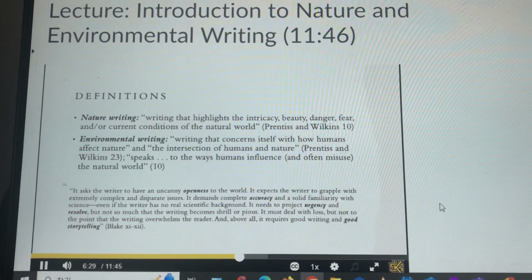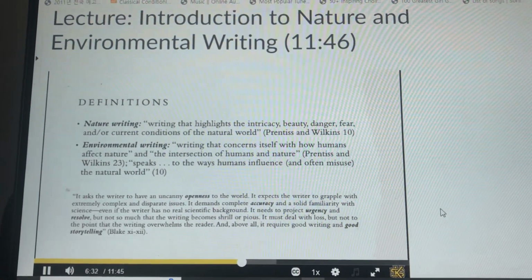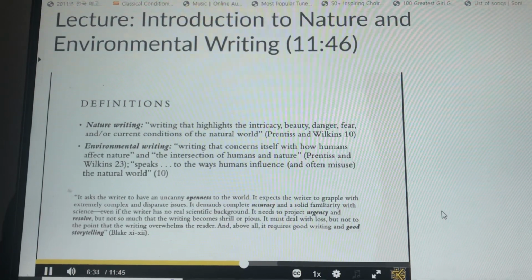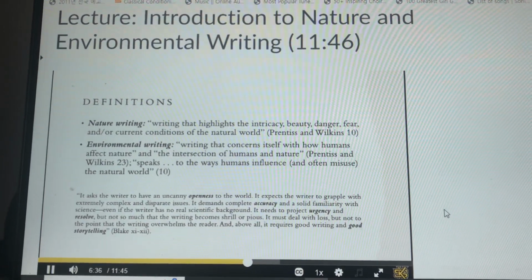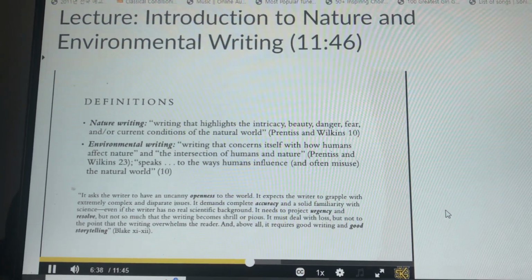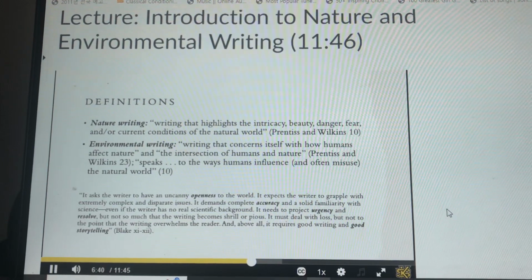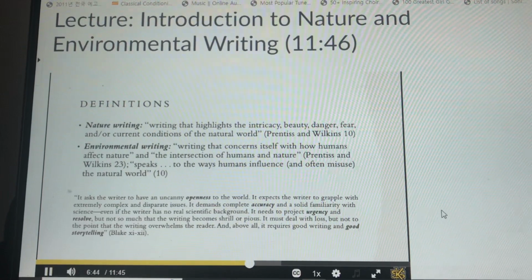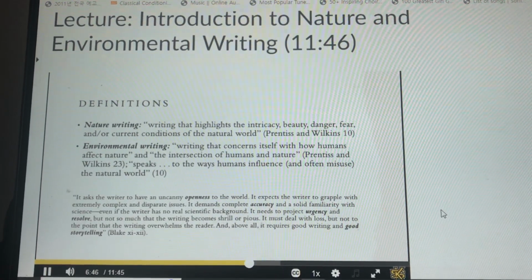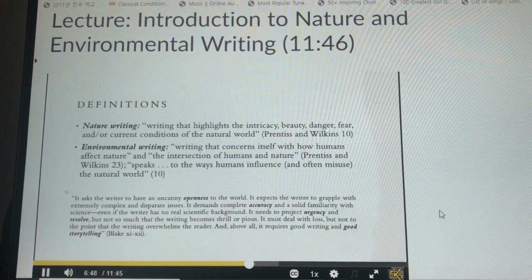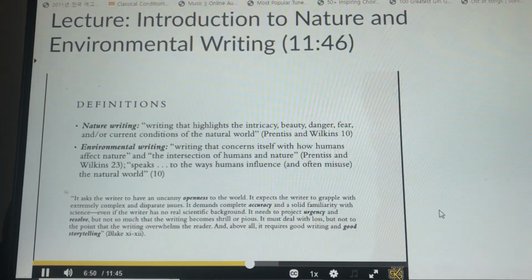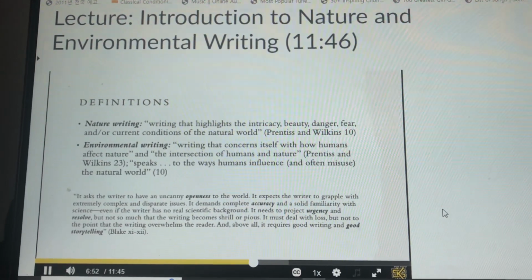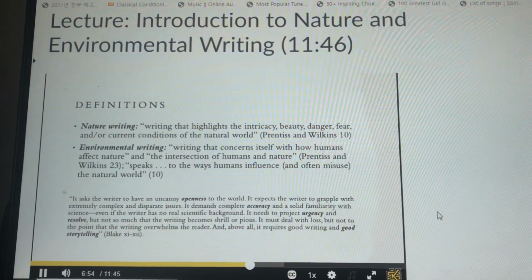It needs to project urgency and resolve, but not so much that the writing becomes shrill or pious. It must deal with loss, but not to the point that the writing overwhelms the reader. And above all, it requires good writing and good storytelling. In short, the writer has to bring the world, its creatures, its places, its processes, and its mysteries alive.